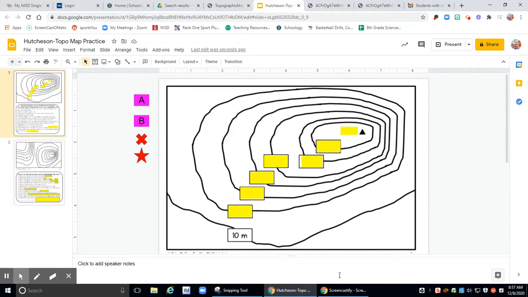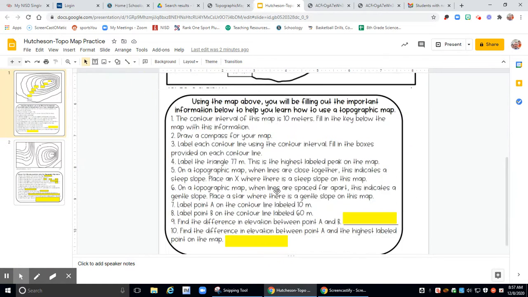Okay, guys, so today we're going to practice reading and analyzing a topographic map. The assignment that you have today is 2 pages. We're going to do the first one together, and then you're responsible for completing page 2 that you see over here on the left-hand side. So let's look at this one. You've got the map here. You've got some text boxes that we're going to fill in, and then you've got your instructions right here.